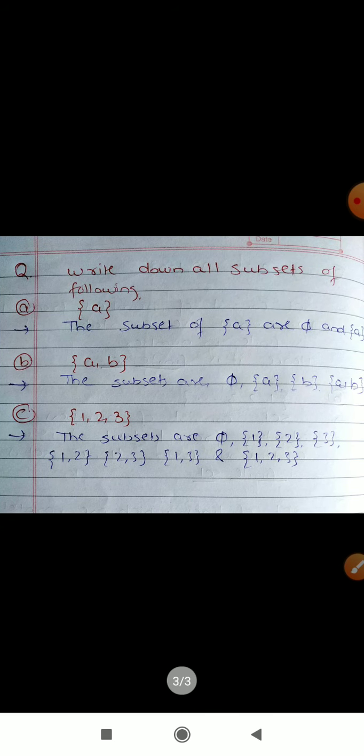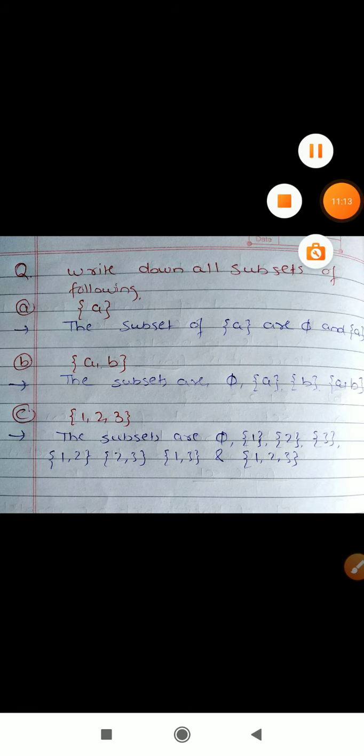Here the question is, write down all the subsets of the following. Dear students, here we have to mention which sets the given set is a subset of. It is clearly known that phi is a subset of every set. Phi is known as the empty set or null set. Null set is a subset of every set, right?